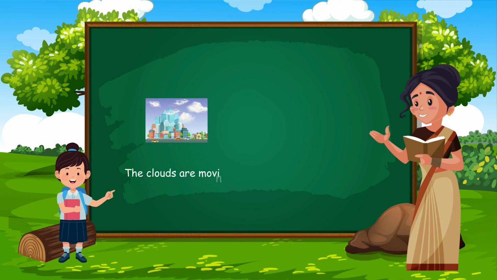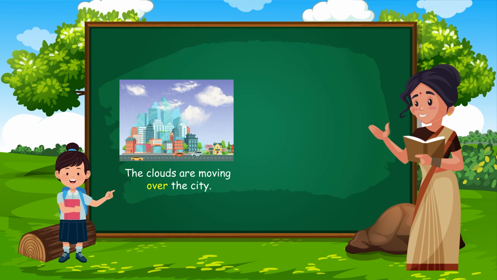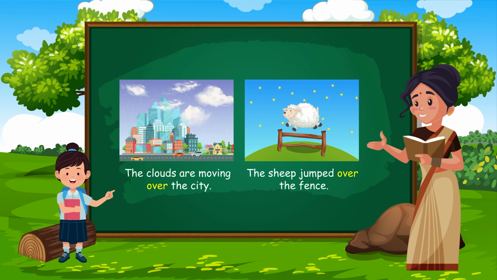The clouds are moving over the city. The clouds are in movement. And here we use the preposition over. The sheep jumped over the fence. So, the sheep may or may not touch the fence. But the sheep is in movement. So, we use the preposition over.